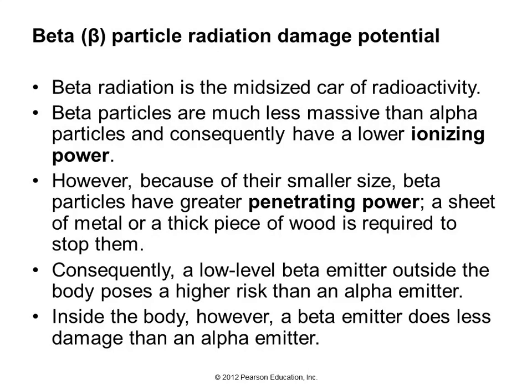Because of their smaller size, they have greater penetrating power, and they can go through paper and clothing. In order to stop them, you're going to need a sheet of metal or a thick piece of wood. Okay, so a few sheets of paper isn't going to stop them, where it will stop an alpha particle. So the beta radiation is more dangerous when it's outside your body because it can penetrate through your skin, so you don't have to ingest it. But once it does get in, it does less damage than the alpha particles do.